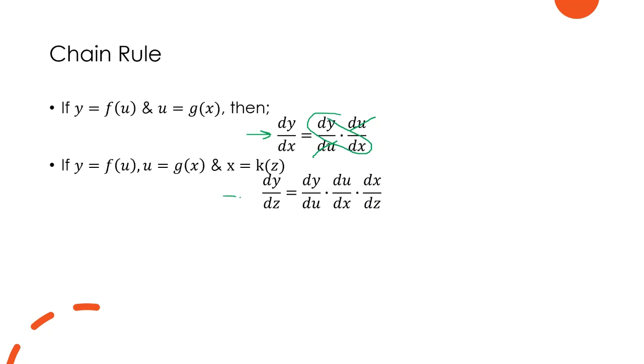Same as here in dy over dz, multiplying dy over du, du over dx, and dx over dz will just give us the equivalent dy over dz. So that is one way of solving in differential calculus, or deriving our function. This is what we call the chain rule. Meaning, you have to derive y first in terms of u, and after you find the derivative of y with respect to u, you have to derive u with respect to x. Now let's try some examples.